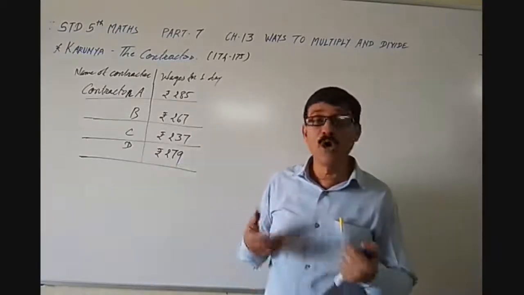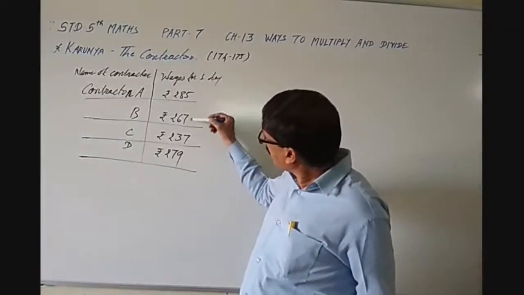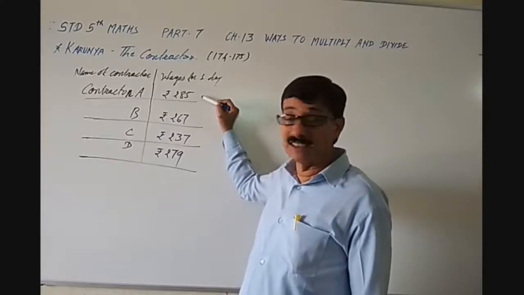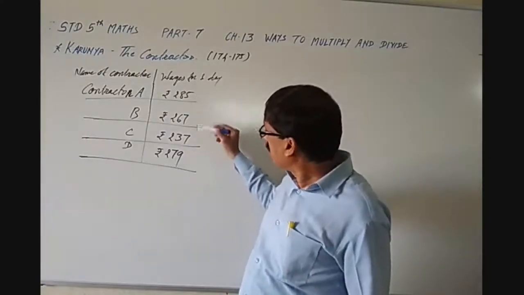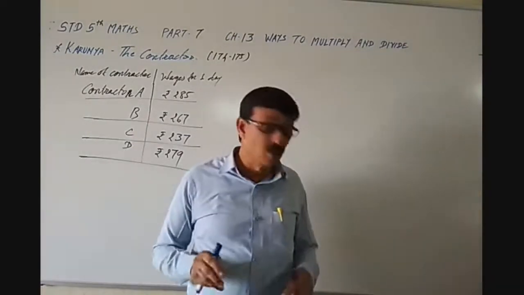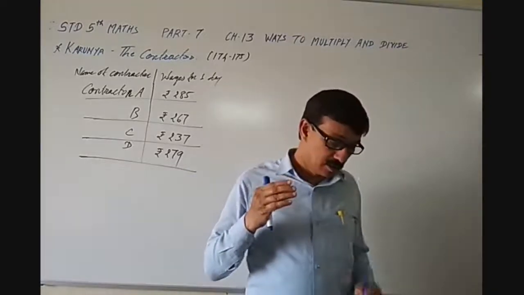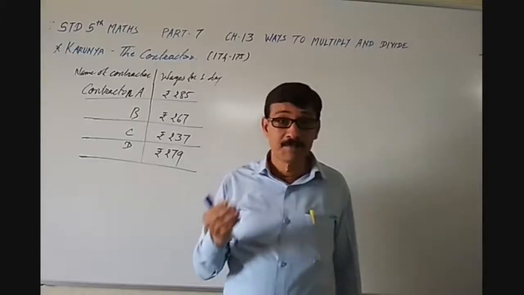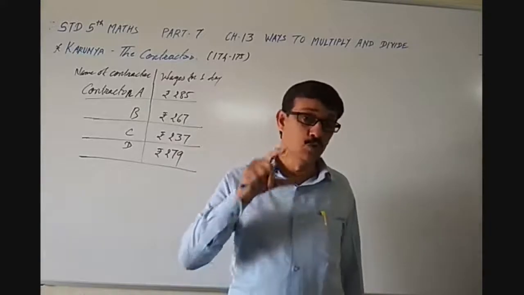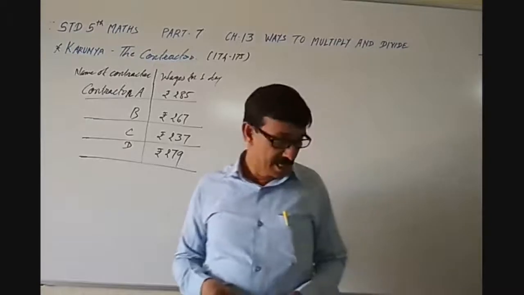The first question is which contractor has paid the highest daily wage and which contractor has paid the lowest. From this we can see A pays the highest daily wage, and C pays the lowest. So the answer for question A is contractor A has paid the highest and contractor C has paid the lowest daily wages.